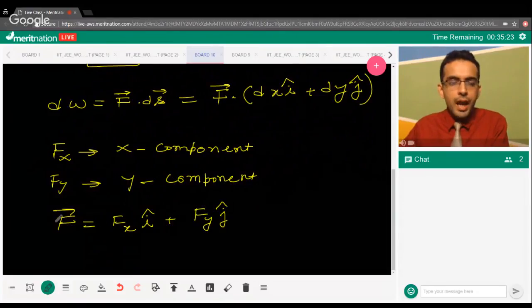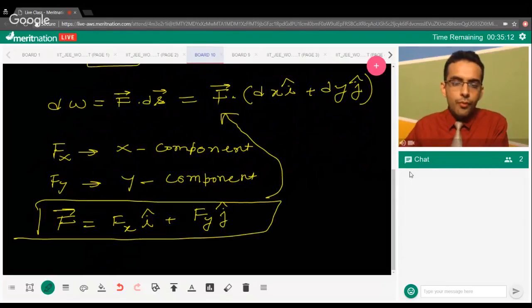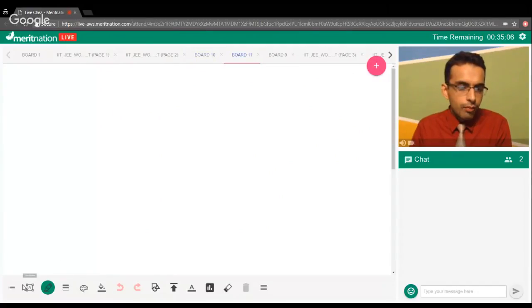Now student, what we have to do is just substitute this expression of force in the above expression of the work, right? Put it here. So when you substitute this, what do you get? Let's see what we get.